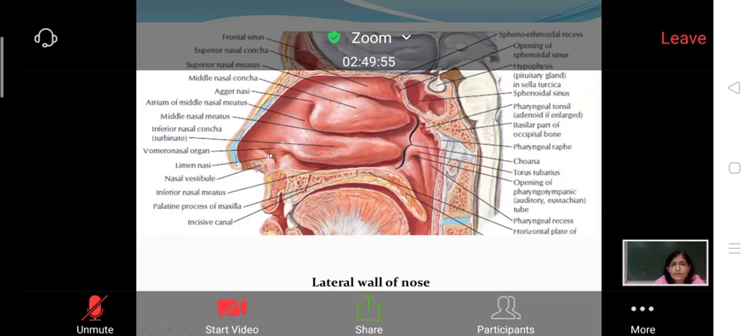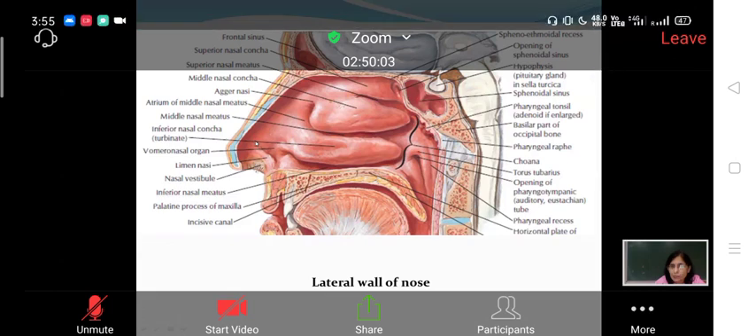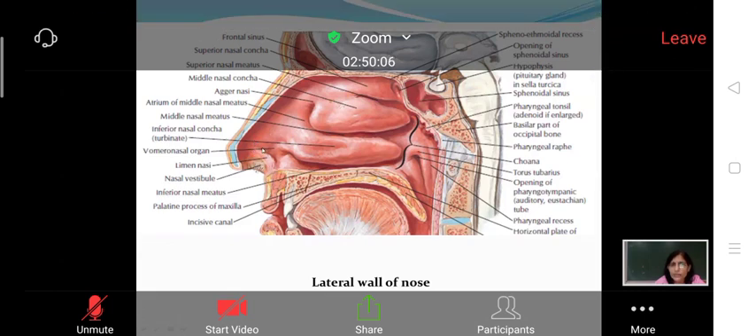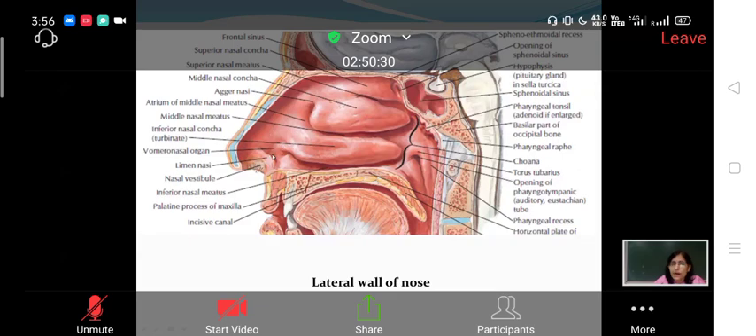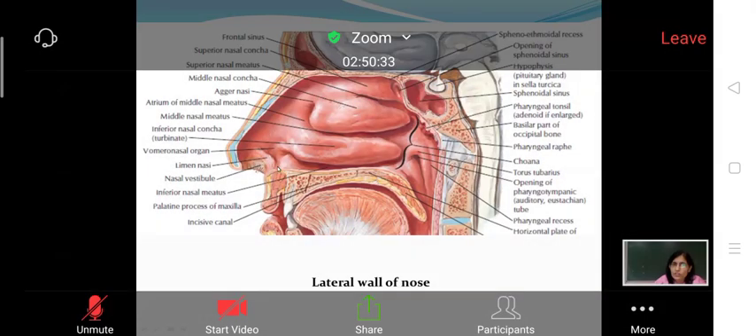This vestibule is separated from the rest of the nasal cavity by a mucocutaneous curved line, which is called limen nasi. This is the mucocutaneous junction. The vestibule is covered by skin, whereas the rest of the nasal cavity is covered by mucous membrane. Vestibule is the anterior part of the nasal cavity, and it is separated from the rest of the parts by a mucocutaneous junction, which is called limen nasi. This is the anterior part.